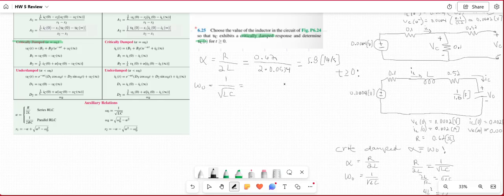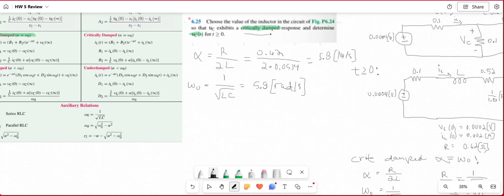And then W naught equals 1 over square root LC. We have L, we have C, we just need to put it in the calculator and we get 5.8. So look, this makes sense, right? Because it says critically damped, and we get W naught is equal to alpha. See? So that just proves it. You would really only have to solve for one of these, but this shows that it is in fact critically damped. So now that I have alpha, I just know W naught's already this without plugging it in the calculator.